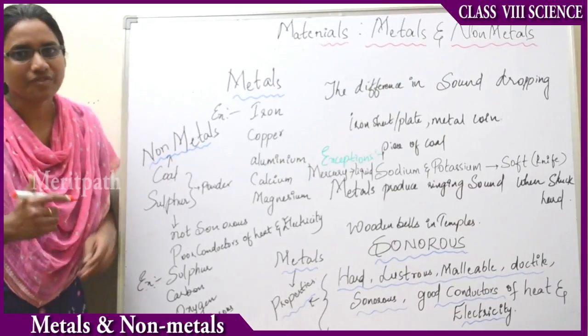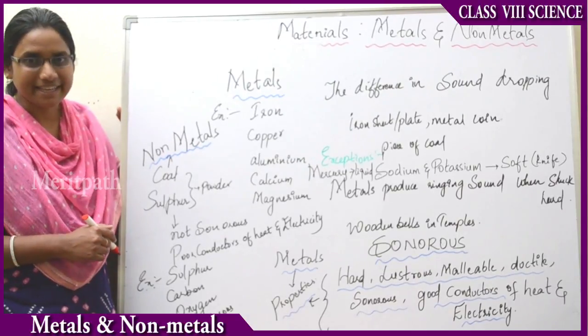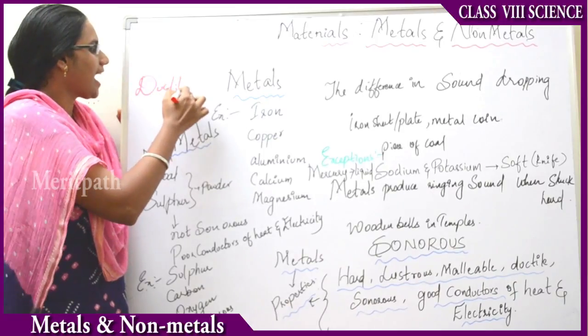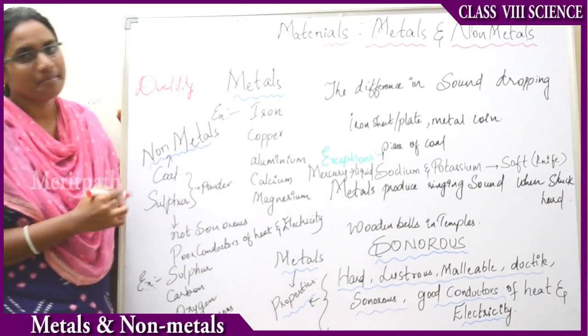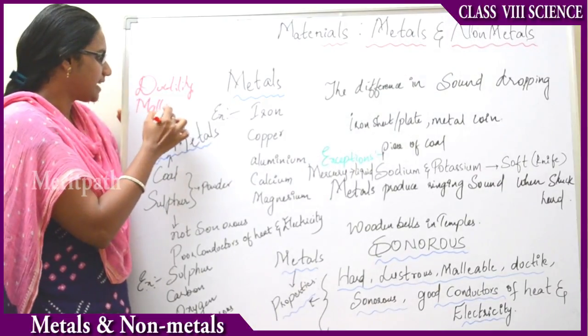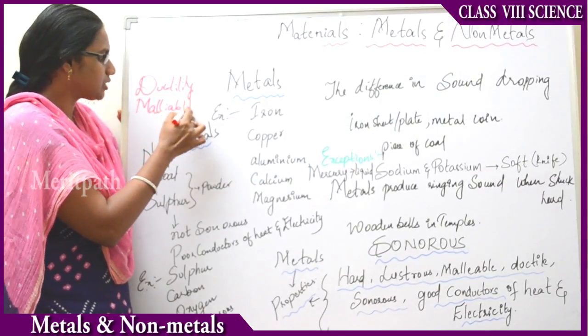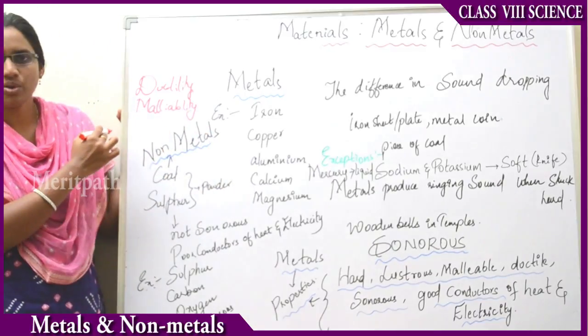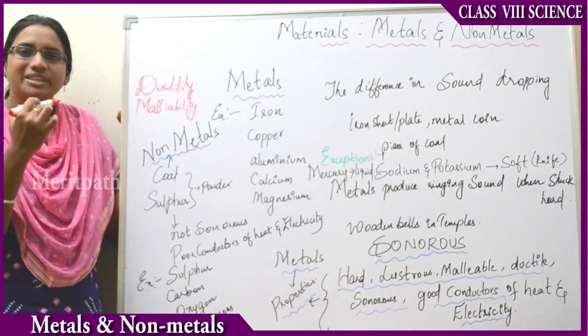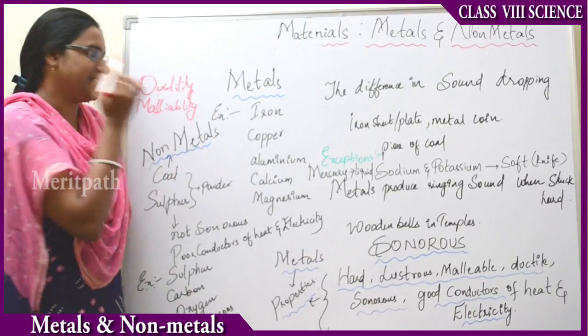We have learned two physical properties of metals, that is, ductility and malleability, right? These two properties: if the metals are able to form into thin sheets, then it is known as malleability. And if it can be formed into thin wires, then it is known as ductility.